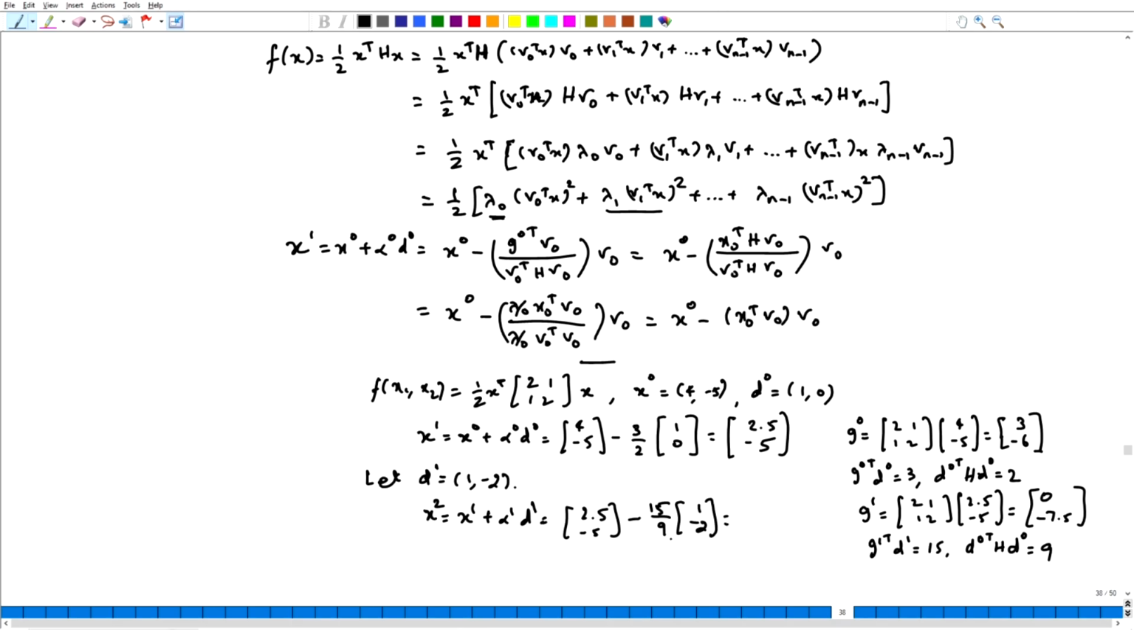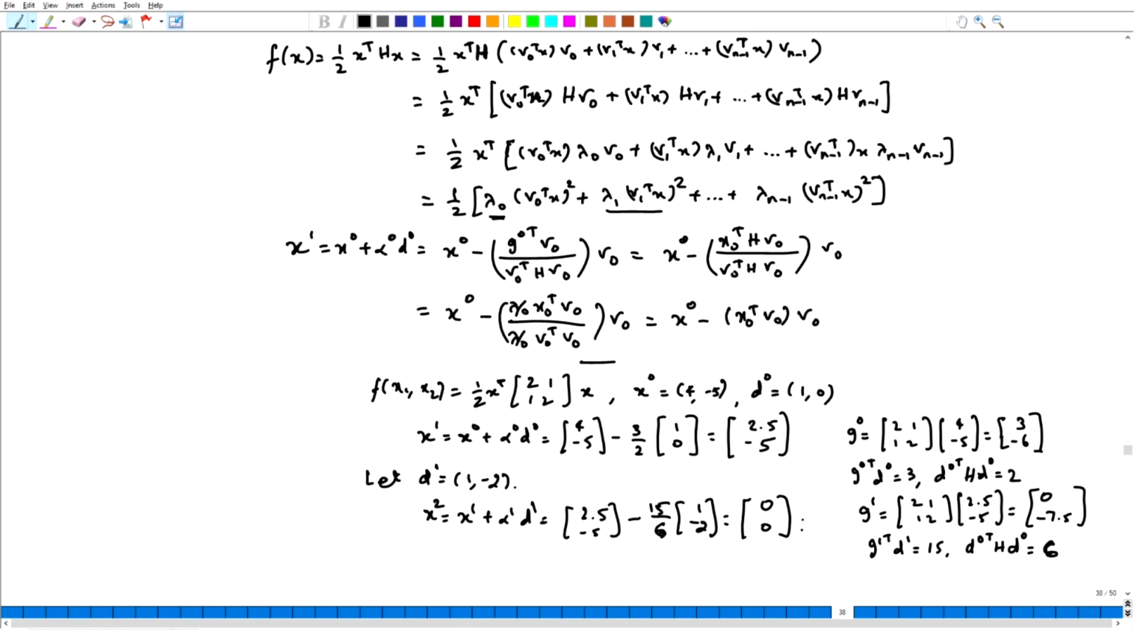So, 15 by 9 is 5 by 3. Okay, let me see what D0 transpose H D0 is again. So it is 2 plus 8, 10, minus 4, 6, I am sorry. Yeah, now that clarifies, it is 15 by 6. So now you have 2.5 minus 15 by 6 is 2.5. So 2.5 minus 2.5 is 0, and minus 5 minus 5 is 0 again.